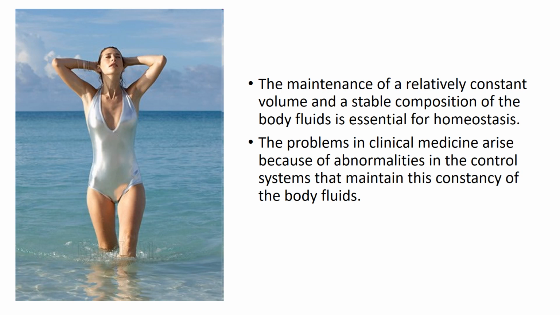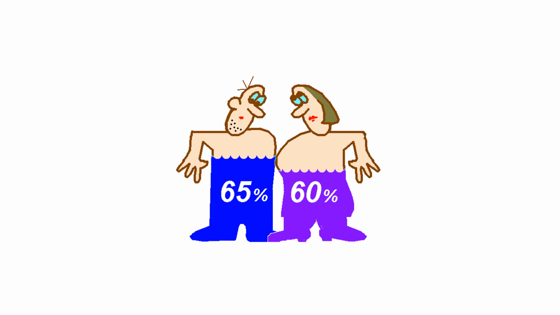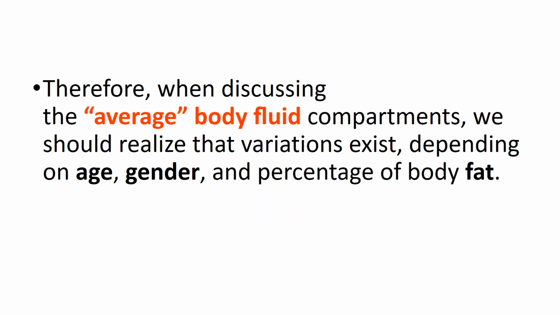of the body fluids. In the average 70 kg adult human, the total body water is about 60% of the body weight, or about 42 liters. This percentage can change depending on age, gender, and degree of obesity. As a person grows older, the percentage of total body weight that is water gradually decreases. This is due in part to the fact that aging is usually associated with an increased percentage of the body weight being fat, which decreases the percentage of water in the body. Because women normally have more body fat than men, they contain slightly less water than men in proportion to their body weight. Therefore, when discussing the average body fluid compartments, we should realize that variations exist, depending on age, gender, and percentage of body fat.